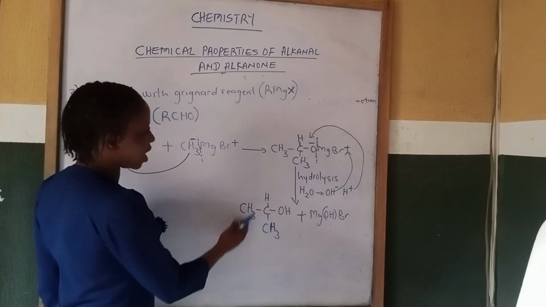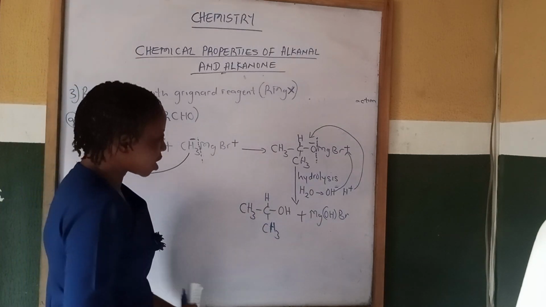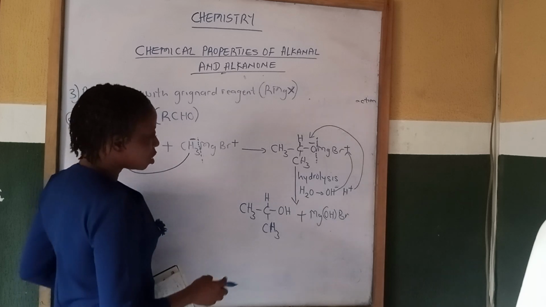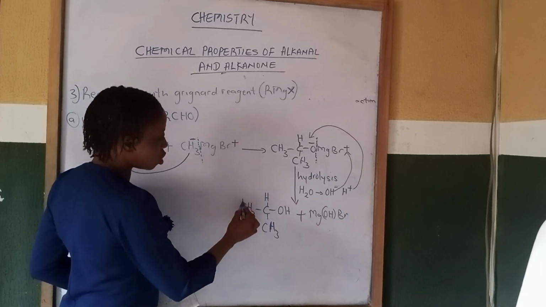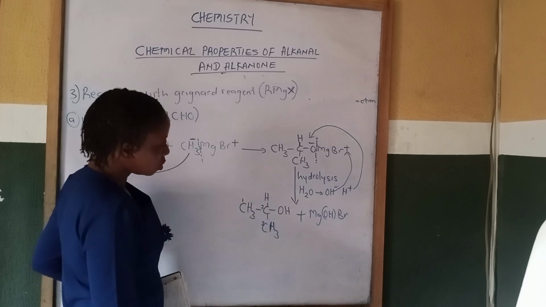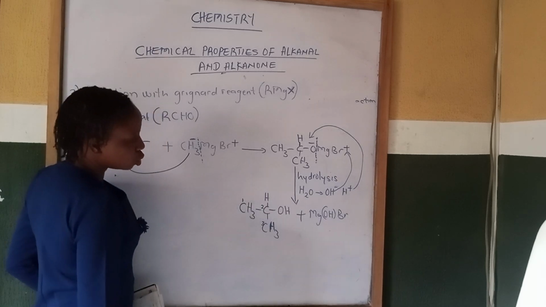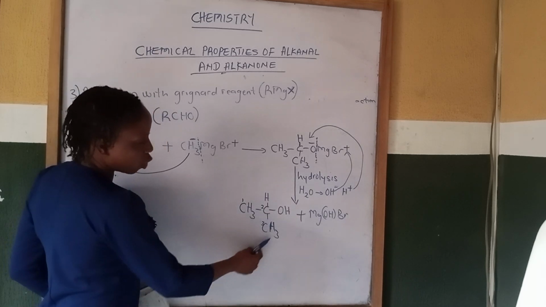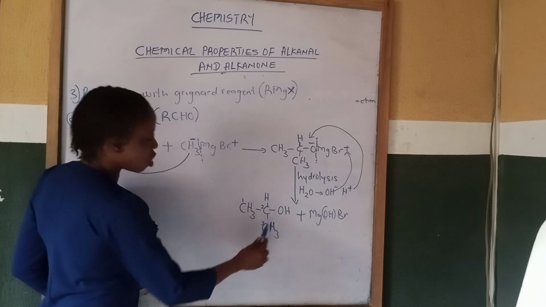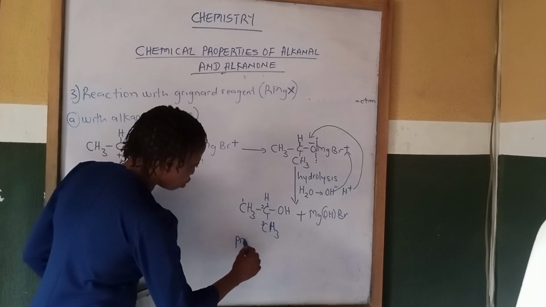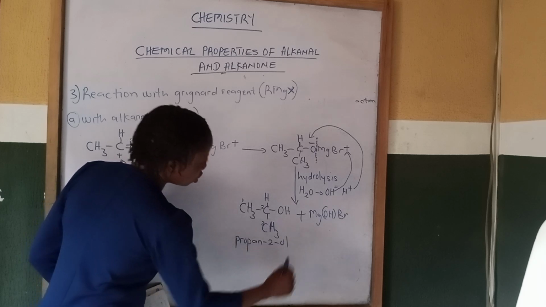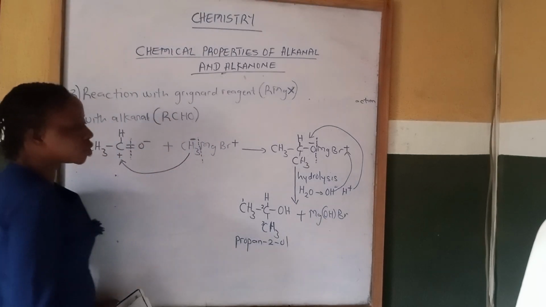What's the name of this alkanol? So let's number the continuous carbon chain. 1, 2, 3. So this is propanol, but the ol is on the second carbon atom. So we call this propan-2-ol. So propan-2-ol is formed with what?